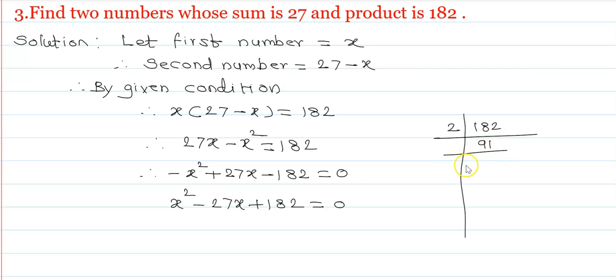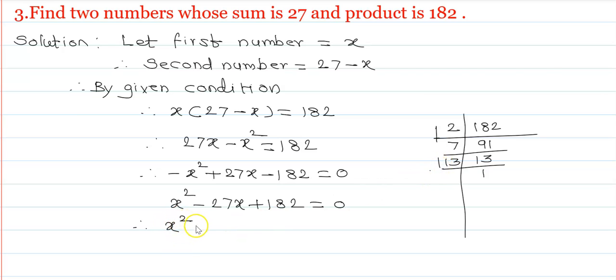Okay. Next, division by 7, 7 ones are 7, 2 is remaining, 7 threes are 21, and next again the prime number, that is 13, 13 ones are 13. Okay, then what are the numbers? The numbers are 14 and 13, which make 27, and their product is 182. Therefore, here we have 2 into 7, 14, and this is 13.